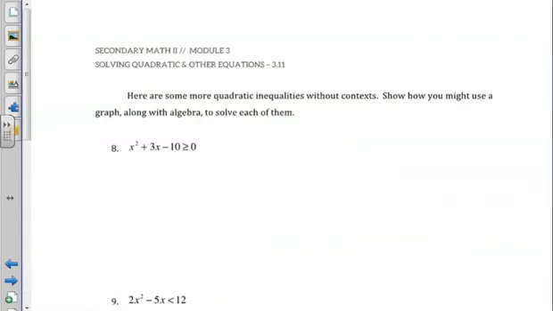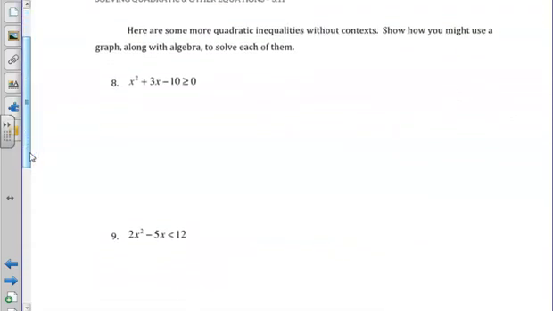Okay, so moving along, now without a context or without a scenario, we are asked to figure out how to solve an inequality. So we're just given an inequality and we're asked how to solve it. So we're actually going to just use our knowledge of how to solve an equation. We're going to do exactly what we did and we're going to factor the left side. Two numbers that multiply to negative 10 and add to 3 are 5 and negative 2.